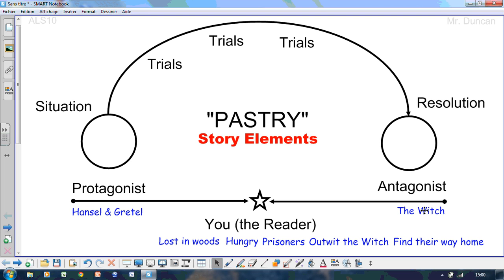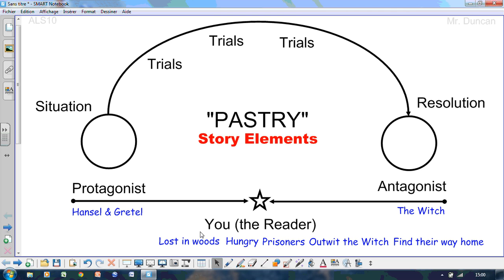Those of you who know the story of Hansel and Gretel know that Hansel and Gretel wind up lost in the woods. They're starving, they're hungry, they need something to eat, and they wind up eating the witch's cottage, which in our version of the story is going to be made of pastry. Huh, get it? Okay. So the witch is going to be our antagonist. She's going to be the other character that the protagonists have to work against.